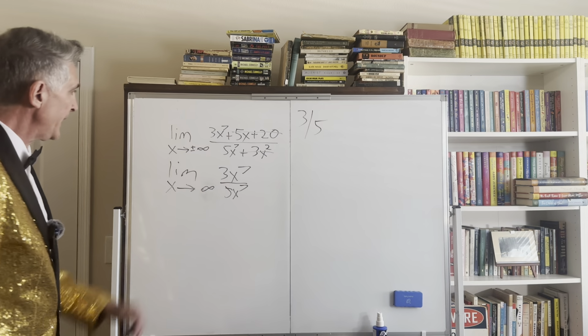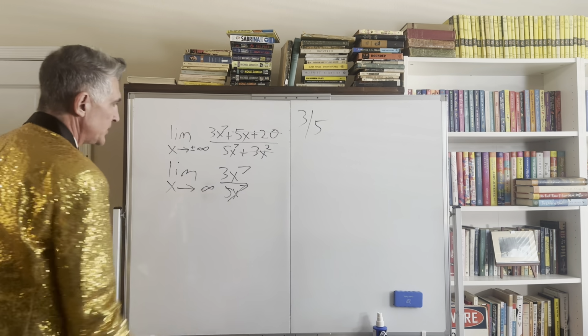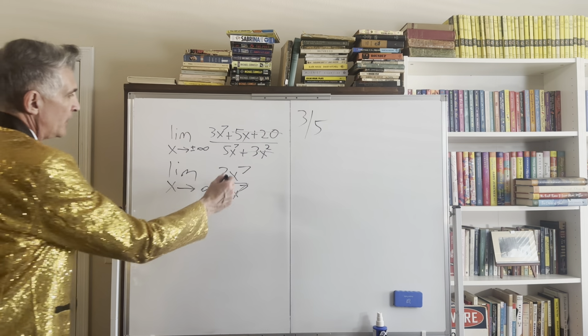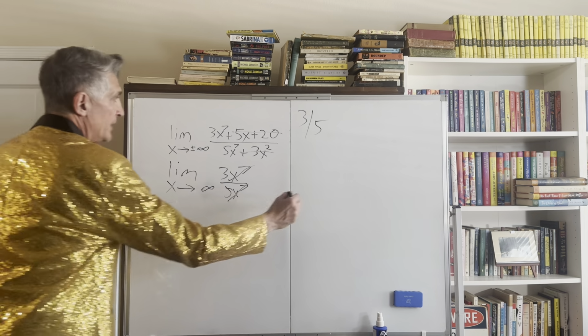So that said, algebra to the rescue again. Well, it looks that way. Let me cross out this x to the 7th on the denominator. Let me cross out the x to the 7th on the numerator. And what is our limit? Isn't it what I just said?